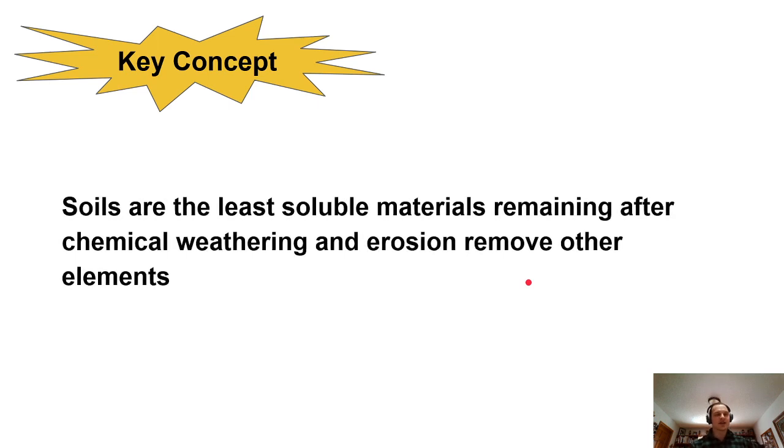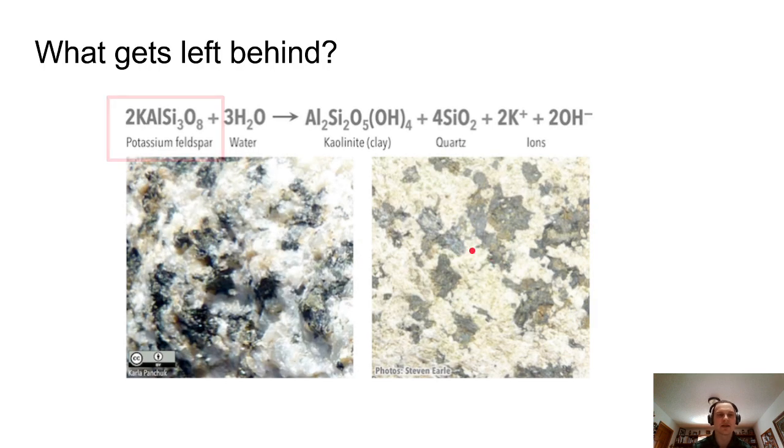So the key idea here is that soils are really just the last thing remaining. They're the least soluble materials remaining after chemical weathering and erosion remove all the other elements. So they're sort of the thing that's left behind. And like we had already focused on this.